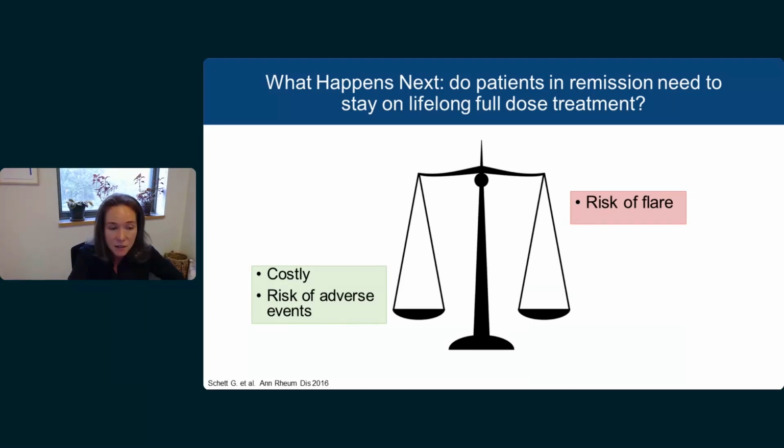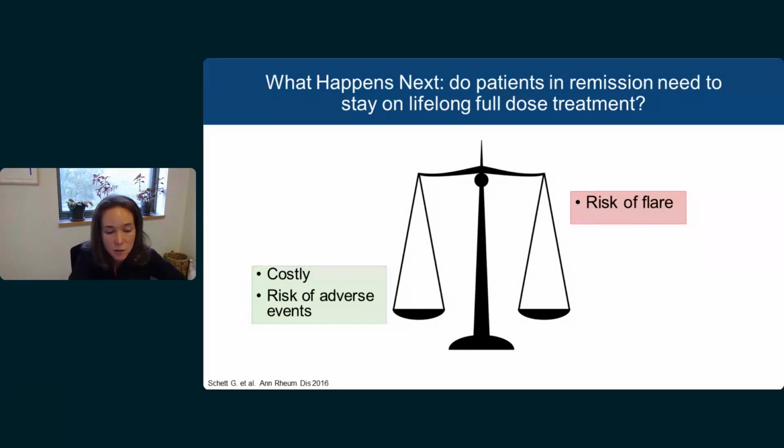While the advocates of tapering or discontinuing therapy will tell you that not all patients are going to flare, and our drugs are costly and they confer a risk of adverse events. So why expose people to lifelong therapy if you don't really need to? And there's really no consensus from the professional society guidelines.